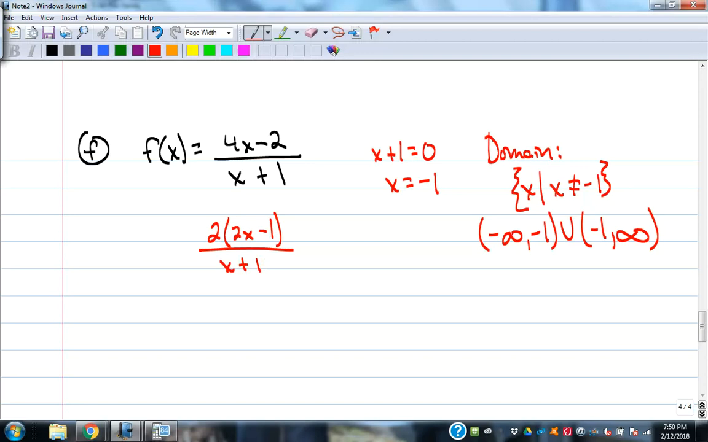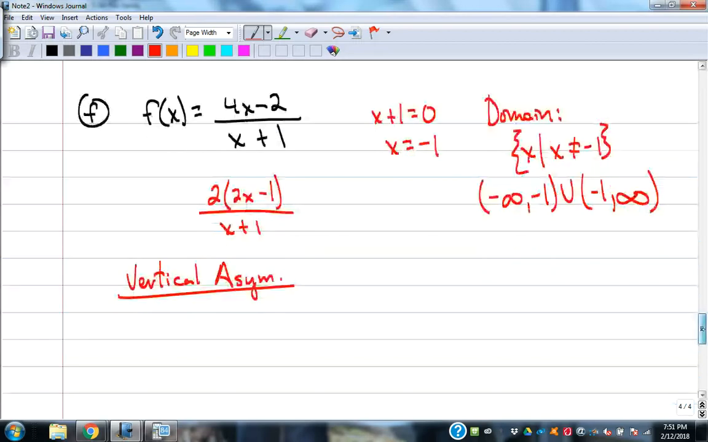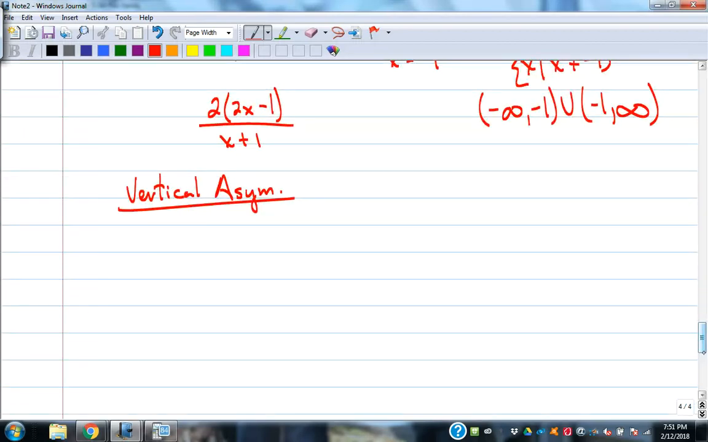Okay? Nothing simplifies. So that means my vertical asymptote, and I'm going to steadily abbreviate more and more as we go through these problems. Vertical asymptote is where? X equals negative 1. Because nothing's simplified, it's the same thing as I found for my domain. We'll see in a minute what happens when it simplifies a little bit. What's that do to your vertical asymptotes?